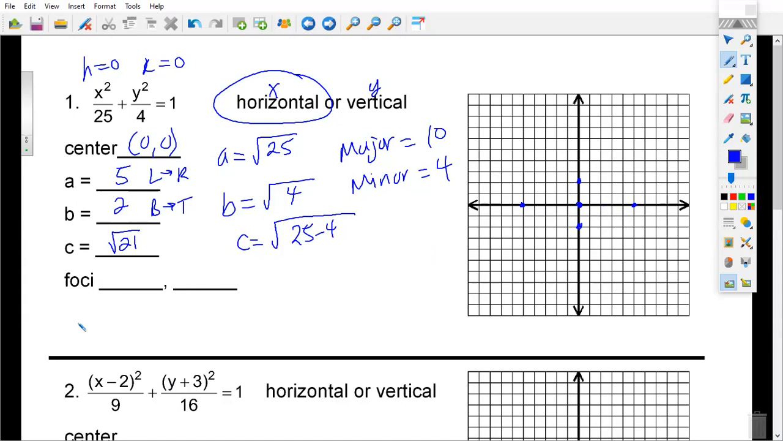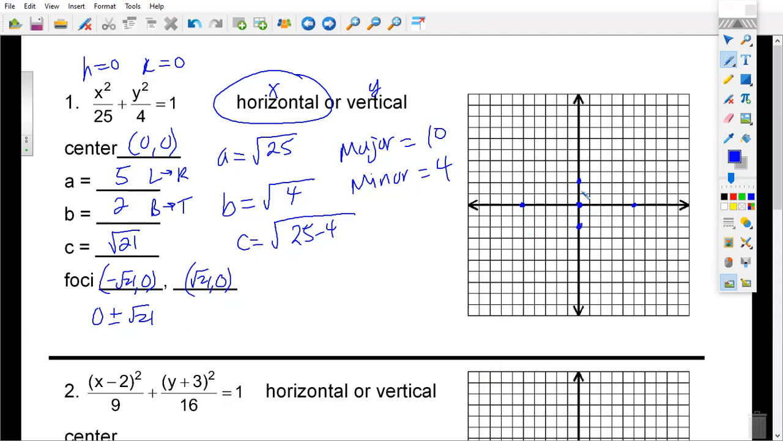Okay, so remember for your foci, since it's horizontal, your y values are going to stay the same. Your x values are what's changing. So we know it's going to be 0 and 0, but we have to find your x. To find it, it's just 0 plus or minus the square root of 21. And what is that going to be? There we go. Negative square root of 21 and positive square root of 21.